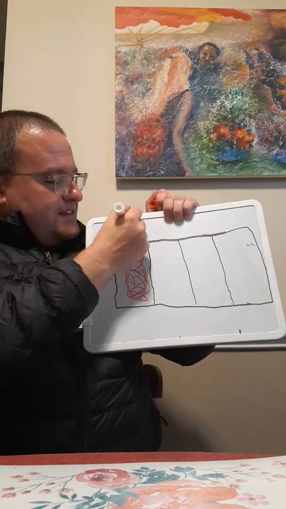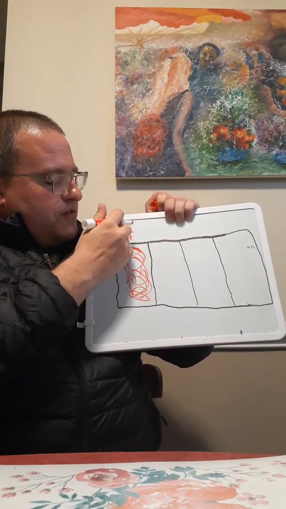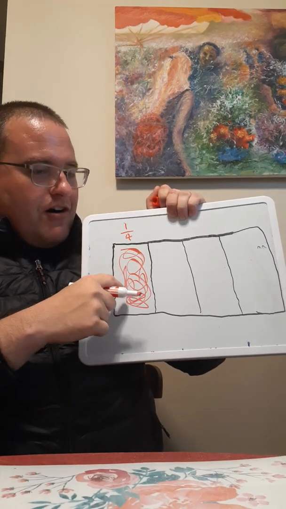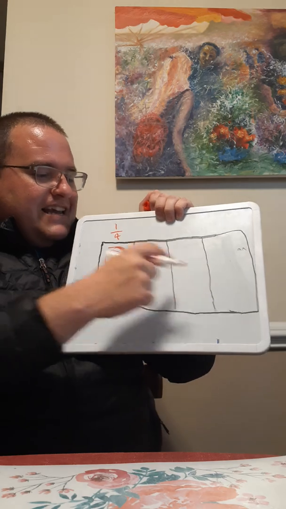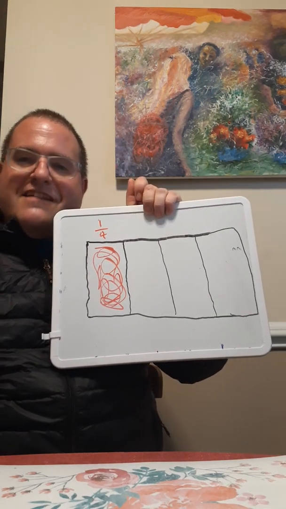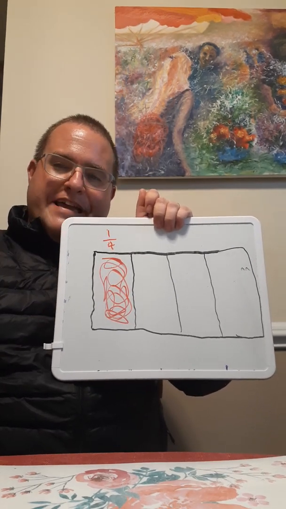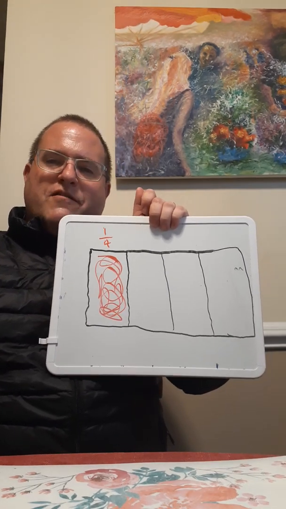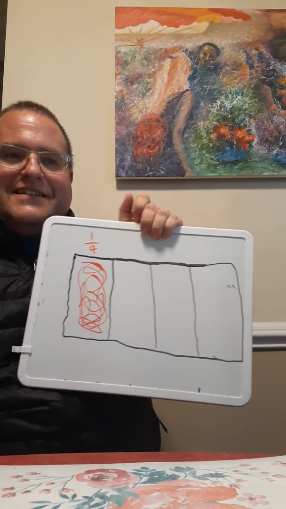If you said this is 1/4, you are correct. Good job. 1/4 of the lasagna is one piece, but have you ever eaten a quarter of a pan of lasagna? I don't know. I know I'm a big guy, but I've never even eaten a quarter of a pan of lasagna. So we need to break it into smaller pieces.